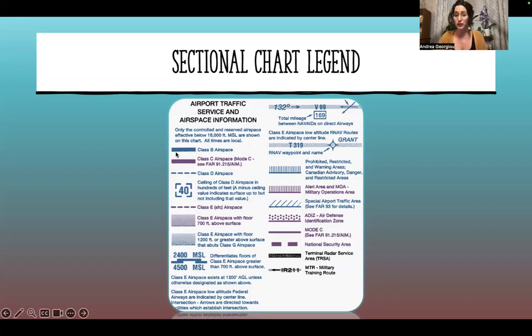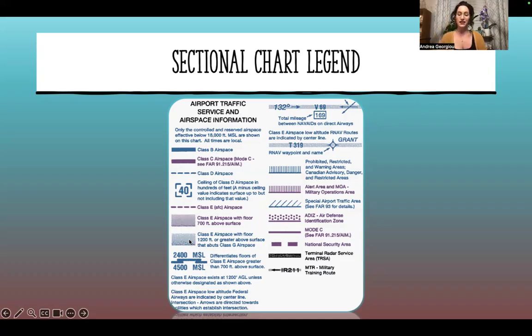Class Bravo would be blue solid line. Class Charlie is magenta solid. Class Delta is blue dash lines. And Class Echo, you'll see, has 3 options depending on where it begins, whether it's at the surface, whether the base starts at 700 feet above ground level or 1,200 feet. So it would be dash magenta, shaded magenta, shaded blue, excuse me.